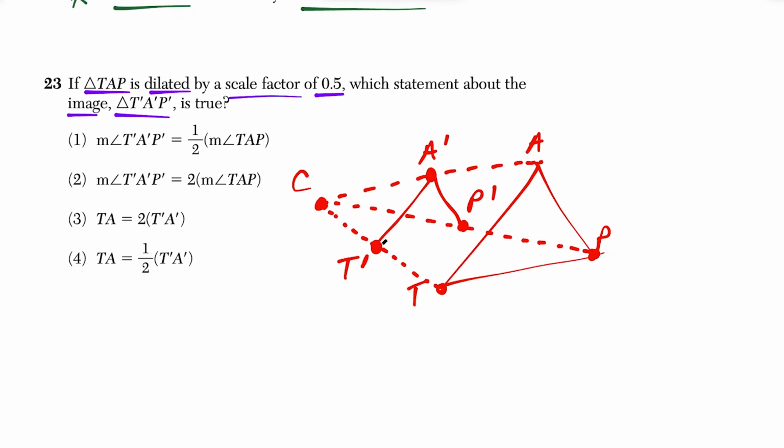Notice that our resulting triangle here is similar to the original triangle, but the side lengths are shorter. So what we could say right away is that, let's say something like TA, if we multiply TA by 1/2, that would give us the length of T prime A prime. So now let's go through the answer choices. We have first up, the measure of angle T prime A prime P prime. So that's this angle over here is half the measure of angle TAP. Well, just know that when you dilate a triangle, the resulting angles are going to be exactly the same. The shape doesn't change. The only thing that changes is the size.